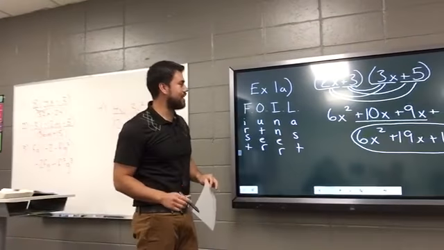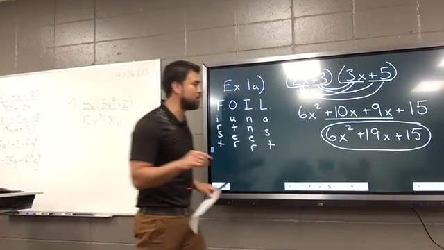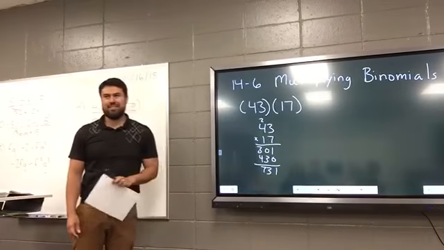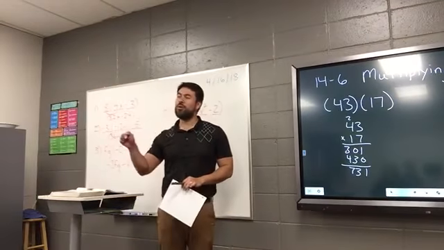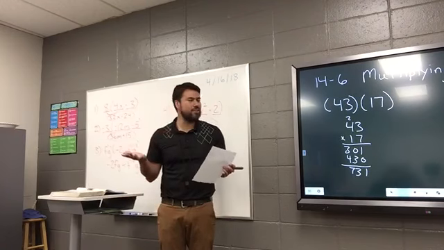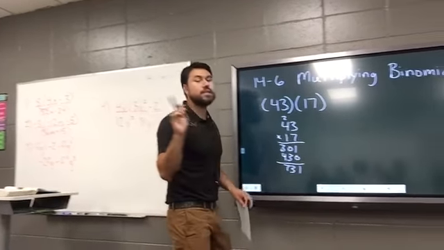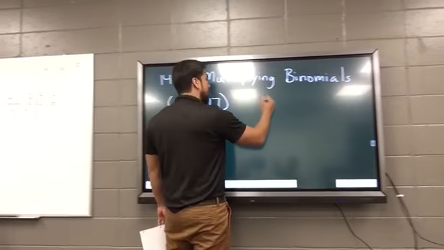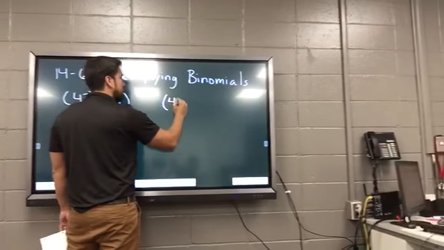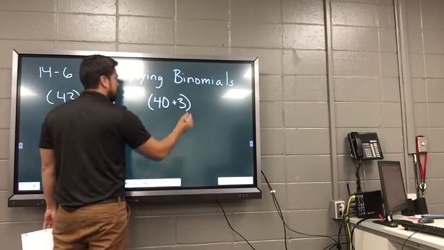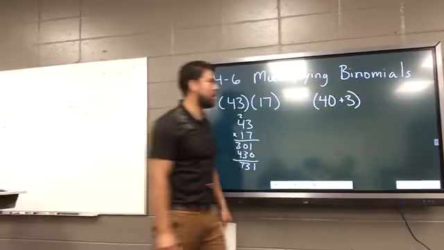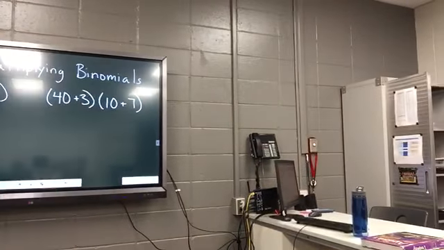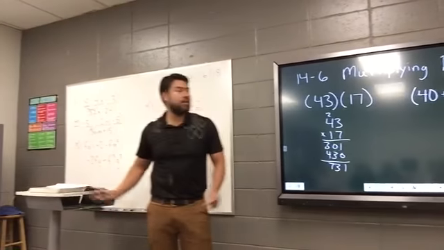Okay, let's do something interesting. I said it was at the end of class, but I'm going to do it right now. Do you remember this problem here? I'm gonna use FOIL on this problem, but you're like, FOIL? How can you use FOIL? There's no binomial. This is what I'm going to do here, guys. Listen carefully. I need you to write this down. It's the same problem, but instead of 43, I'm going to do 40 plus 3. And instead of 17, guess what I'm going to do? 10 plus 7.